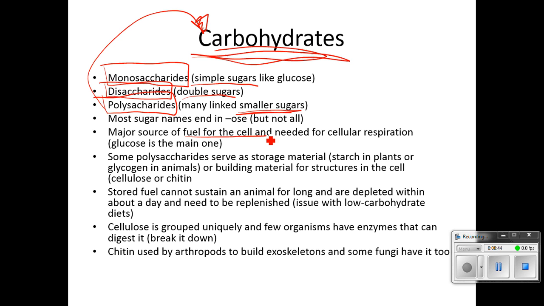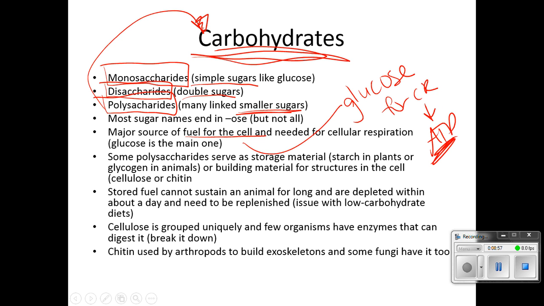Major source of fuel for the cell. Why? Because it's going to break it down into glucose. And glucose is what we need for cellular respiration. And cellular respiration produces ATP. It's an energy source that your cells use. That's why carbohydrates are a really good fuel for the cell, because they're producing ATP.